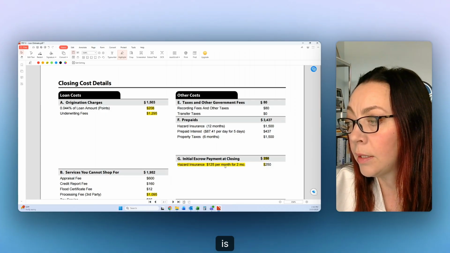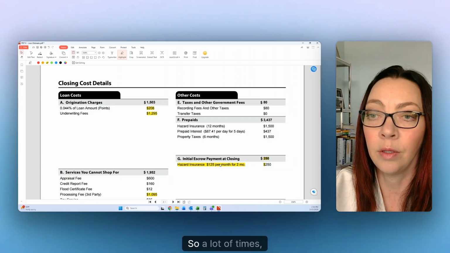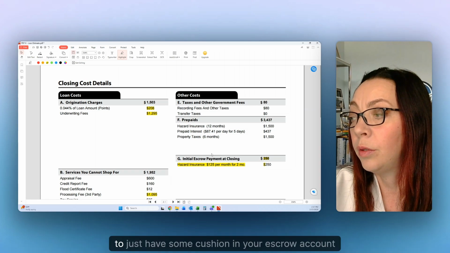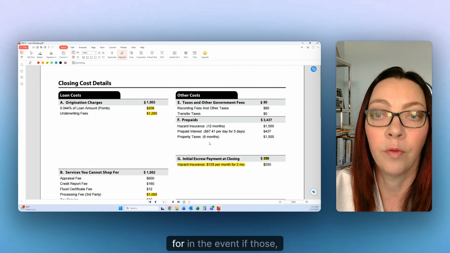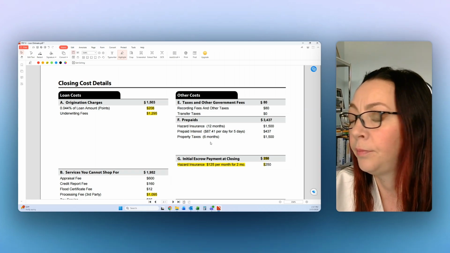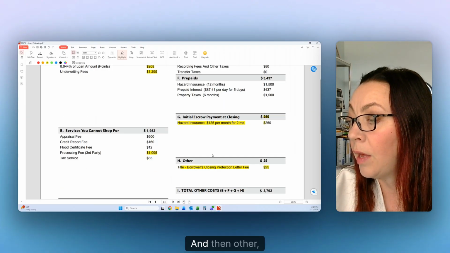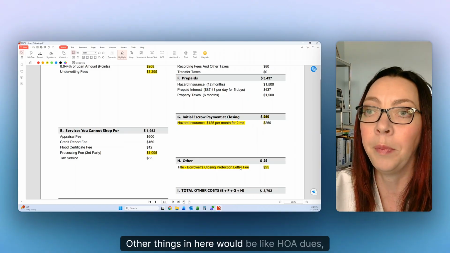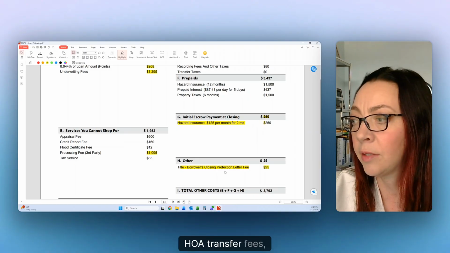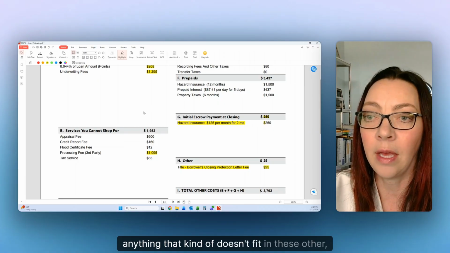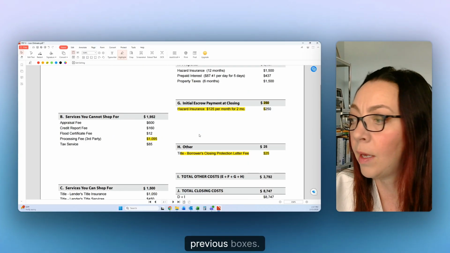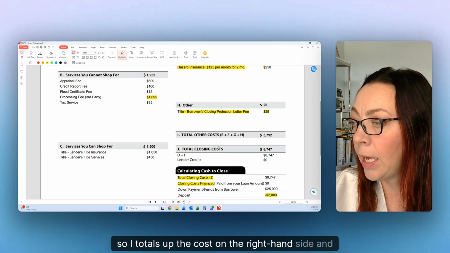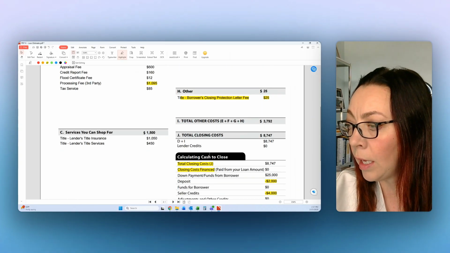G also is additional stuff to your escrow account. So a lot of times we collect an extra couple months of homeowner's insurance to just have some cushion in your escrow account in the event those numbers go up. And then other, some title fees fall into this category. Other things in here would be like HOA dues, HOA transfer fees, anything that doesn't fit in these other previous boxes. Okay, so I totals up the costs on the right-hand side, and then J totals everything.